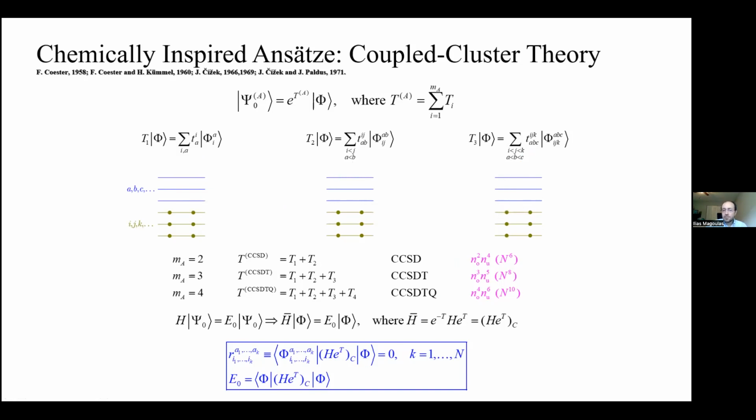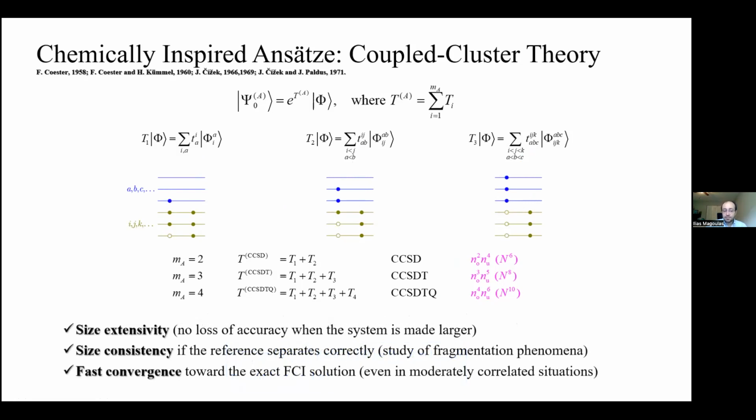So why would we like to use an ansatz based on coupled cluster theory? There are various reasons. First of all, coupled cluster leads to size-extensive approximations, which means that there is no loss of accuracy when the system is made larger. Furthermore, it leads to size-consistent approximations as long as the reference is separable, and this allows us to study fragmentation phenomena such as bond breaking, which are of paramount importance in chemistry. Finally, it is characterized by fast convergence towards the exact full configuration interaction solution, even in moderately correlated situations.